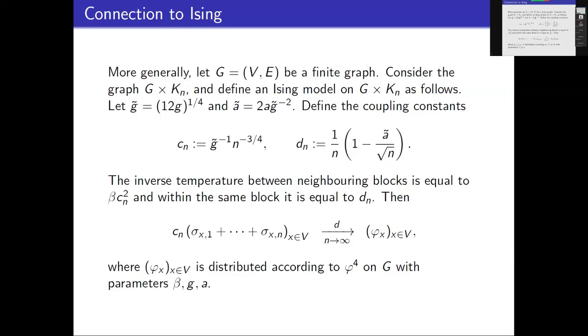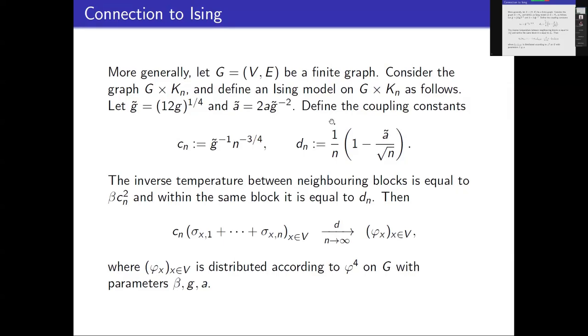And then what one can prove is that if you take the average of all the spins inside this block and normalize properly, then you converge to phi 4. Does this make sense? So you now go from telling what happens on each block to telling about the whole thing. Jointly, you converge to phi 4.